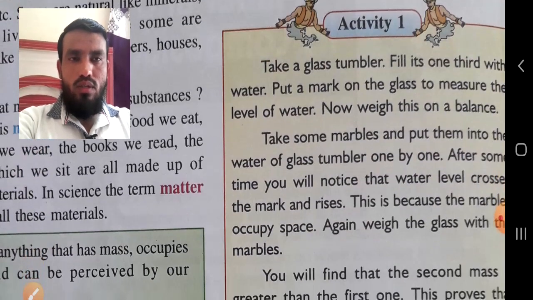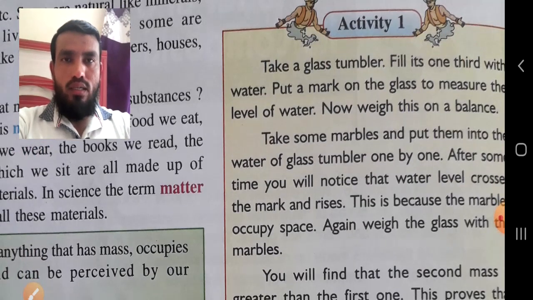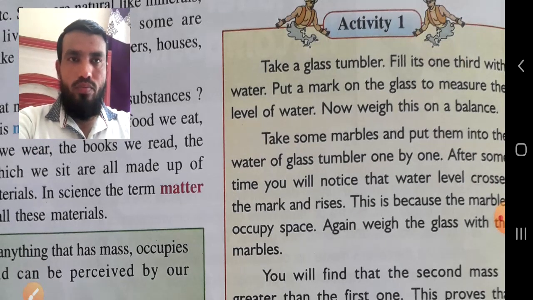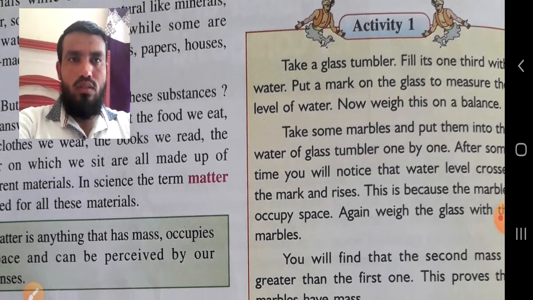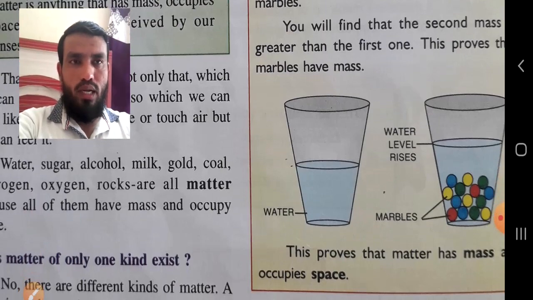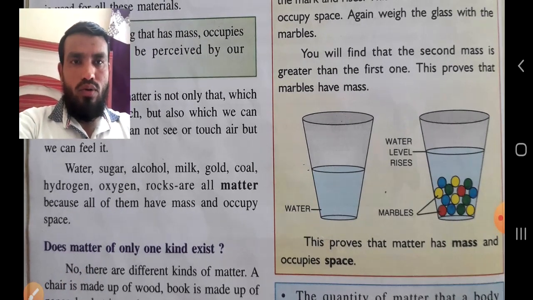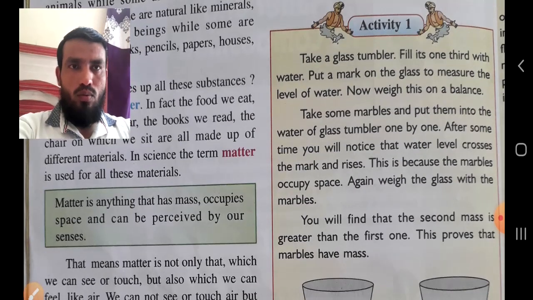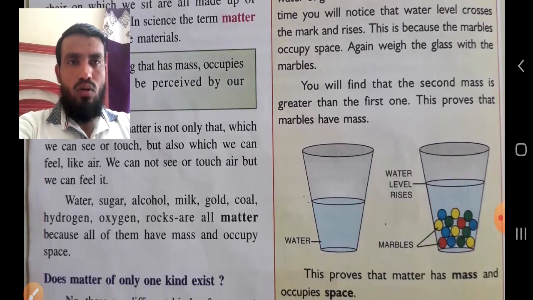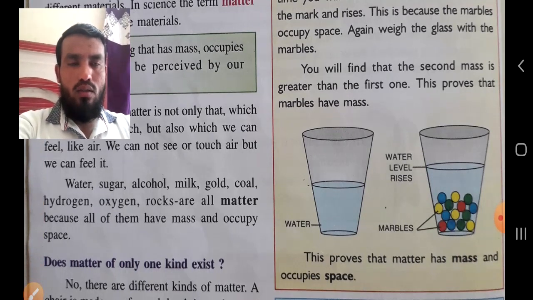Activities are always given here, because with the help of an activity we can easily understand what we are going to learn in this chapter. In this, it's a very simple activity. You have to take 2 glasses and pour both glasses one-third full with water, and then just mark the level up to where the water reaches.